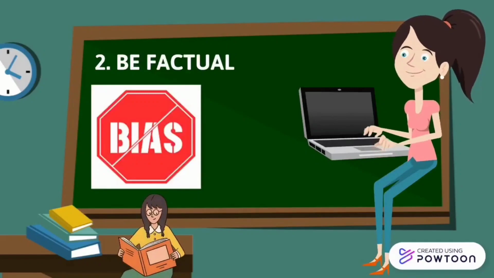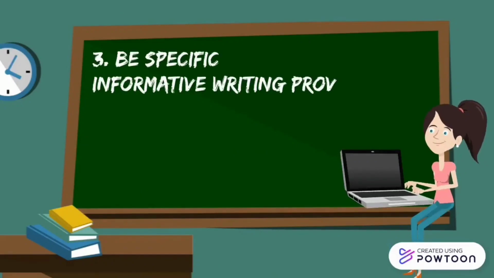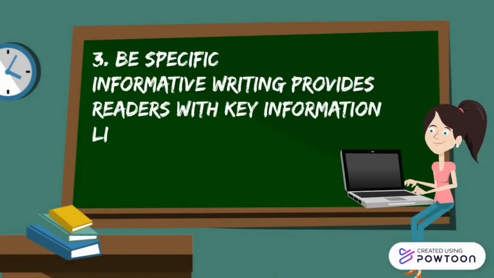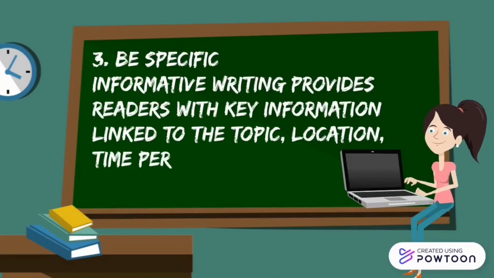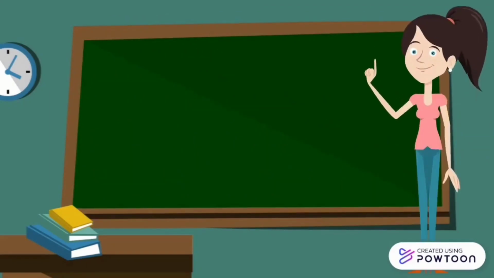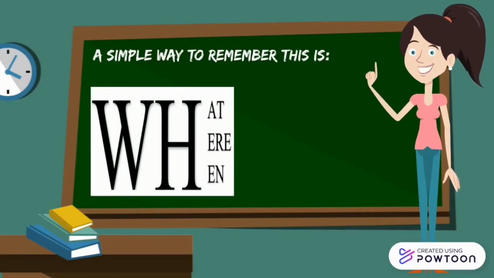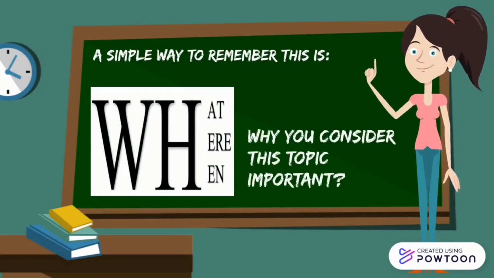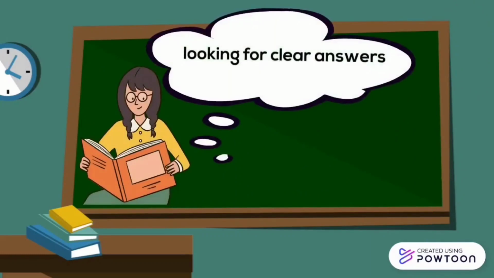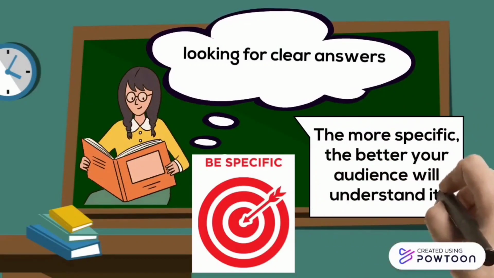You are simply providing the information based on solid facts to help them form their viewpoint. Be specific. Informative writing provides readers with key information linked to the topic, location, time period, process, and possible reason why. Here's a simple way to remember this. The 4WH questions: what, where, when, and why. The readers are always looking for clear answers. To be specific, the more specific, the better your audience will understand it.